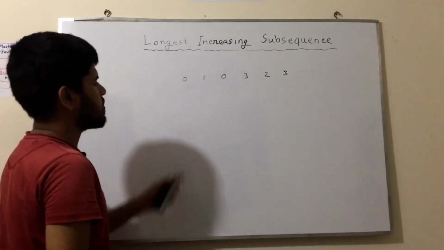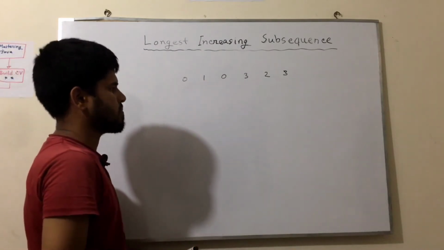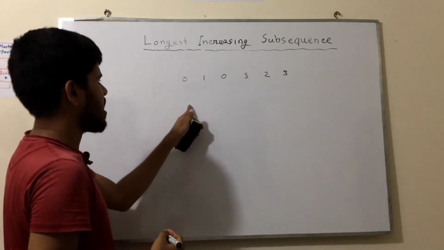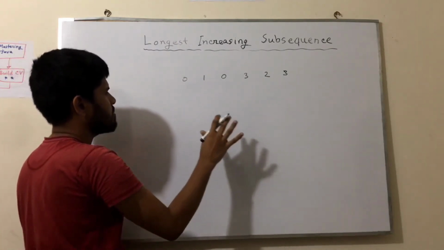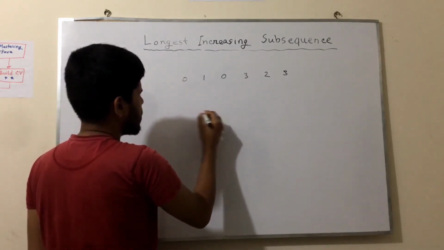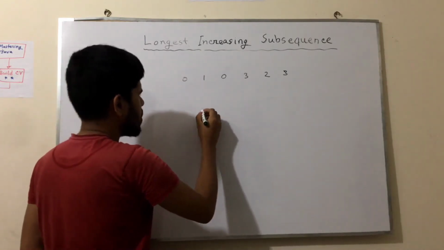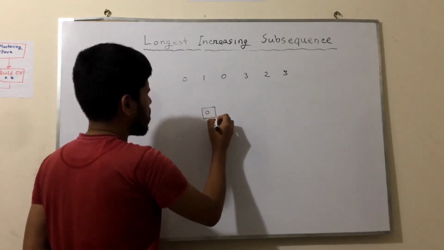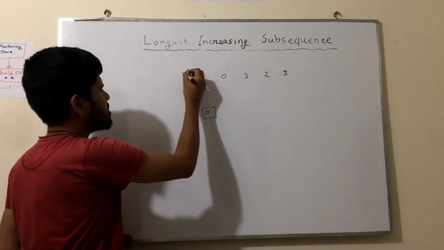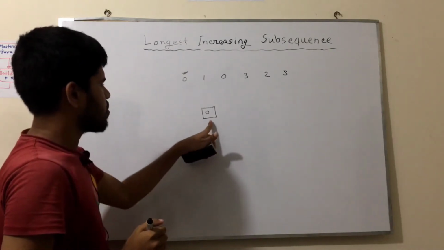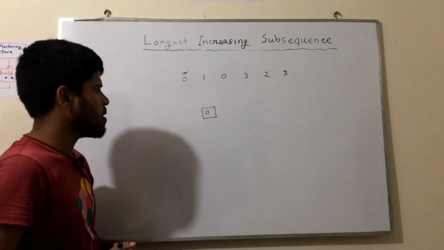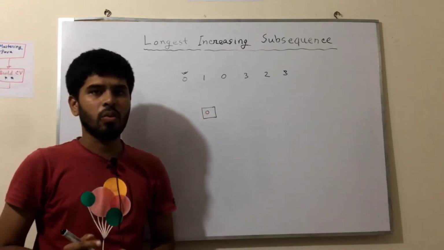Let's assume we're given this list of numbers. First thing, I'm going to create an empty list. So first we have 0. Our list is empty, so we will insert 0 into our list. Okay, we have 0 in our list. This is our first step. Now the length of our list is 1.